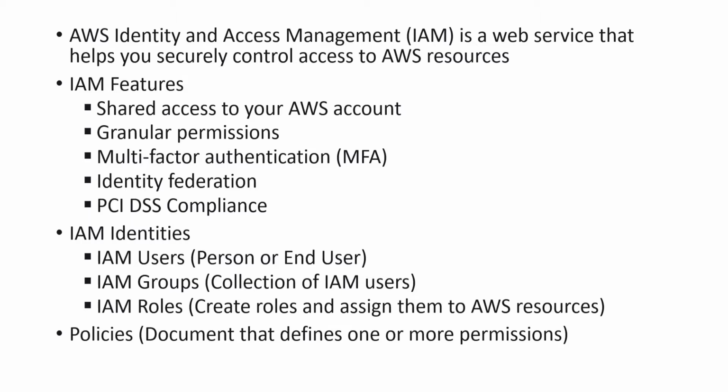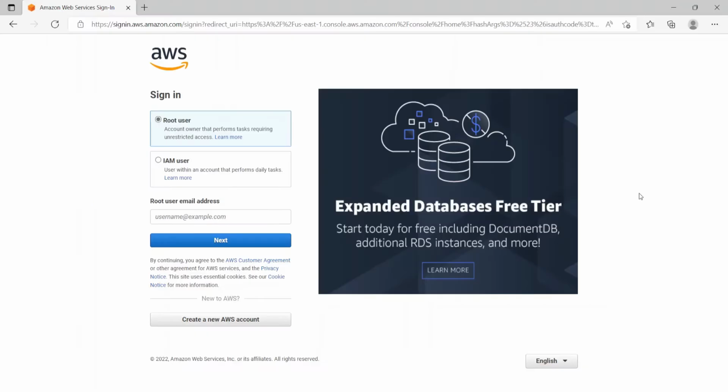Now we also have something called policies. It's nothing but a document that defines one or more permissions. You can attach a policy to users, groups, or roles. Now let's see some hands-on demo with IAM from the AWS Management Console.